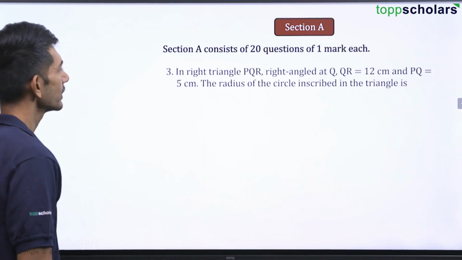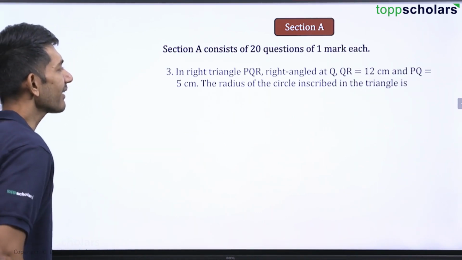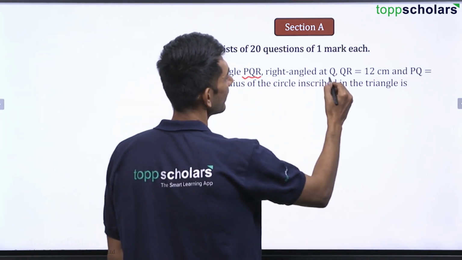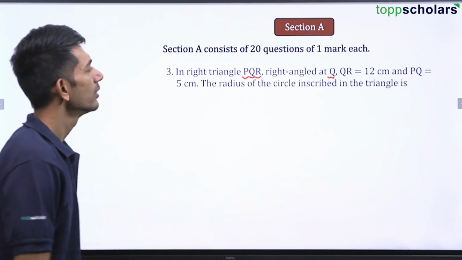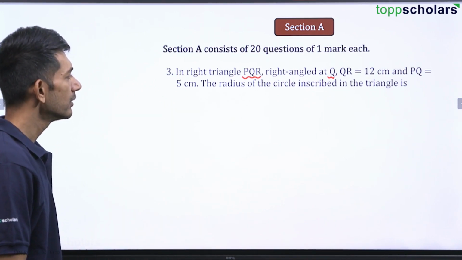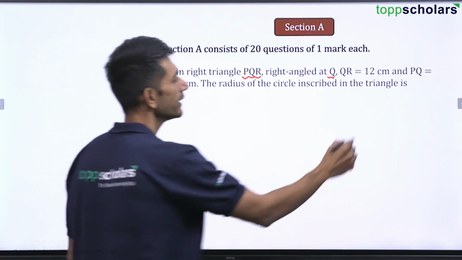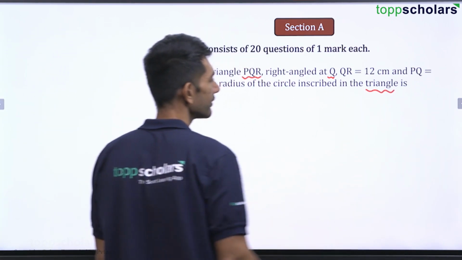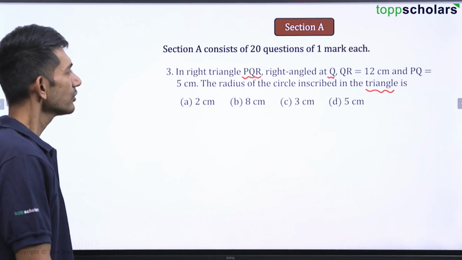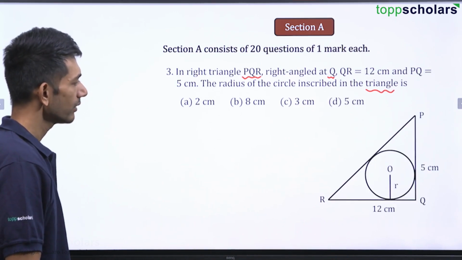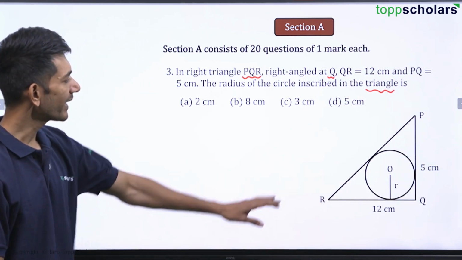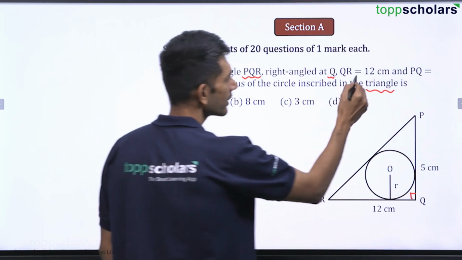Let's have a look at a new question now. It says in right triangle PQR, right angled at Q, QR is 12 centimeter and PQ is 5 centimeter. Then the radius of the circle inscribed in the triangle is, 4 options are given. Okay, so we have a right triangle PQR, right? The figure is also given to us. Good to analyze this. So what is given? QR is given.